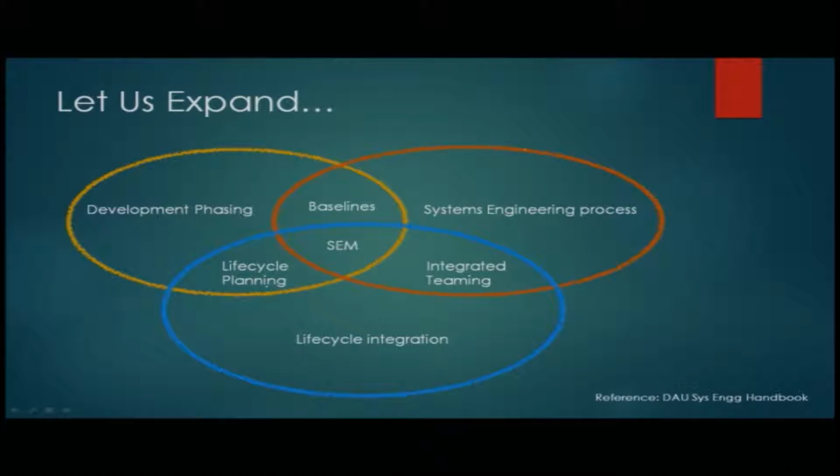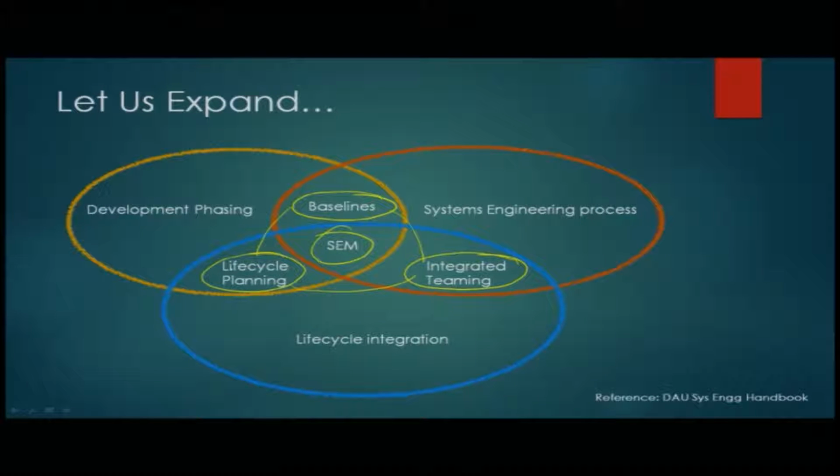interconnects with the yellow circle, which is the development phasing, which results in what we call baselines. We will discuss in detail what system baselines are. Then the systems engineering process and the life cycle integration, when they interconnect, we get what we call integrated teaming. Similarly, when the development phasing and life cycle integration connect, you get the life cycle planning, and all of these things are basically done with the help of the systems engineering management process.